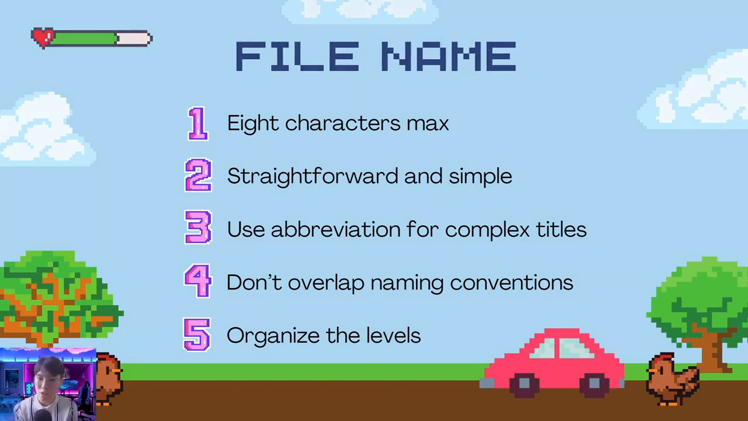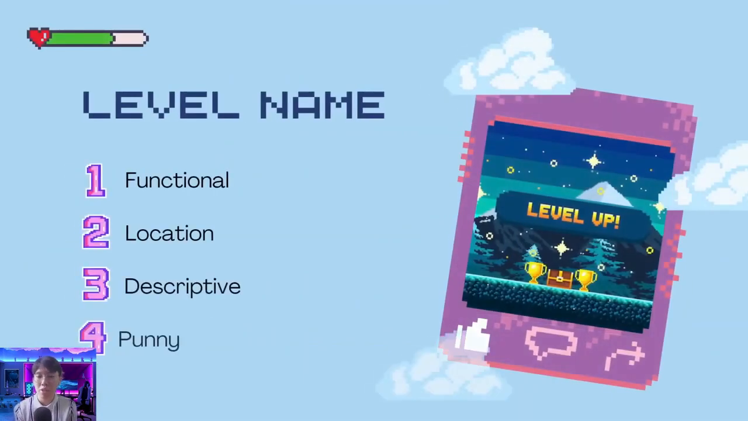Whereas for the level name that is to be seen by the player, there are several points as well. First is functional, such as a number system that can give the player an idea of the progress. Second is location, which immediately gives an idea to the player where they will be seeing or encountering. Descriptive can provide foreshadowing or tone, which is something like death from above, a nasty surprise. Next is punny. You can be creative by writing a punny title for games with a sense of humor.